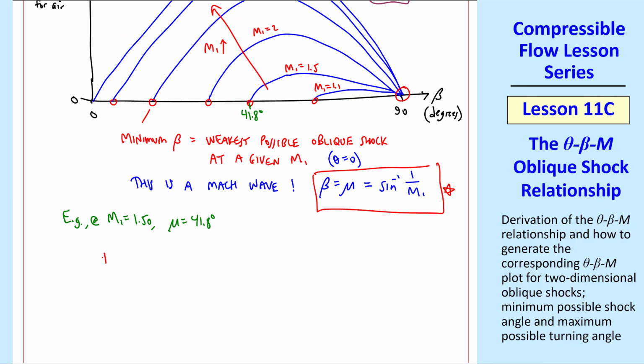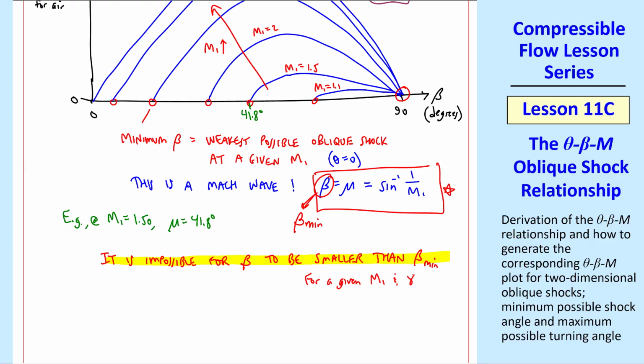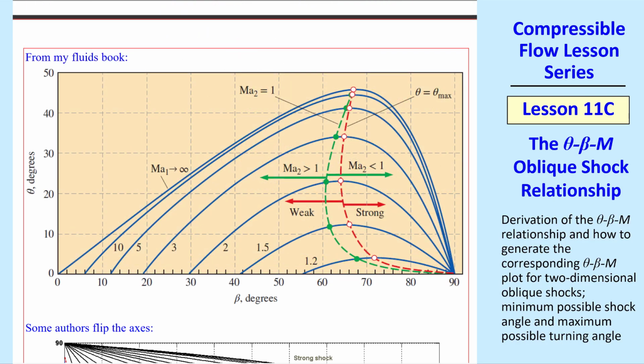I'll make a comment here. We call this beta min, and it is impossible for beta to be smaller than beta min for a given M1 and gamma. This is the figure from my undergraduate textbook. Recall that we use Ma instead of M for Mach number, but the figure is still useful. Here's the peak theta of 45.6 degrees, and here's my 41.8 degrees for beta at Mach number 1.5.